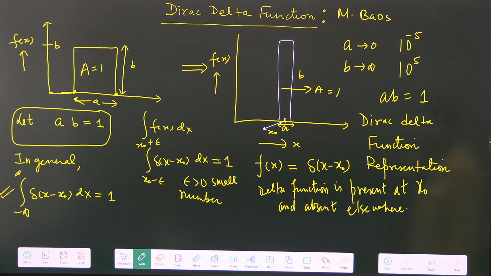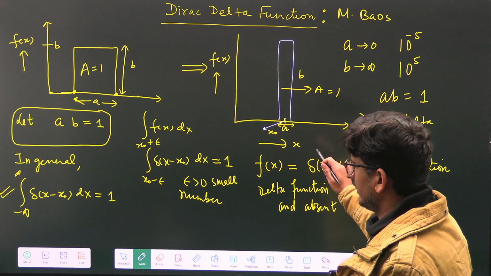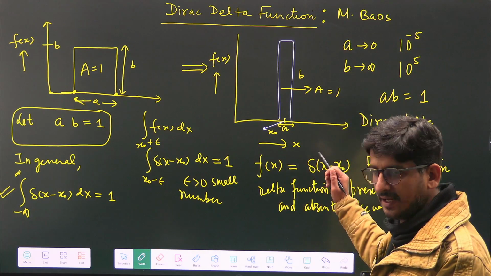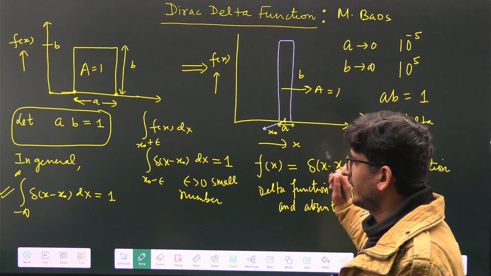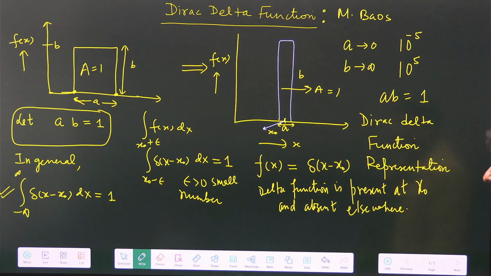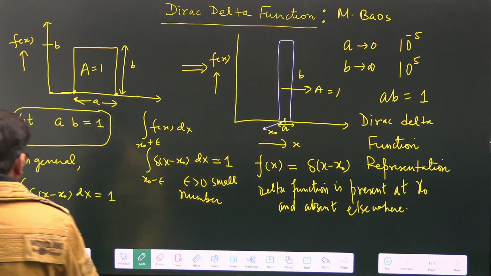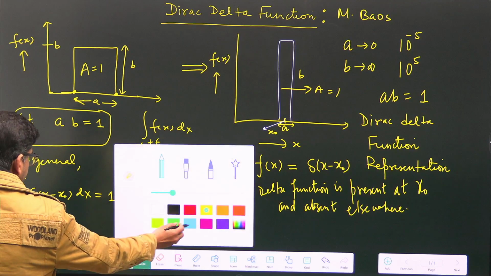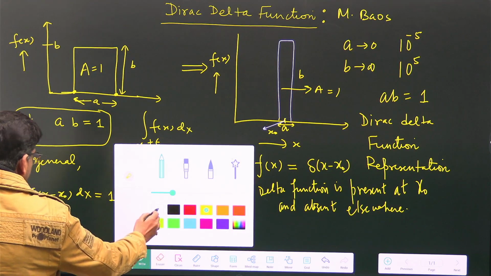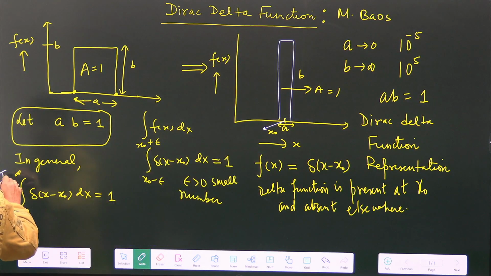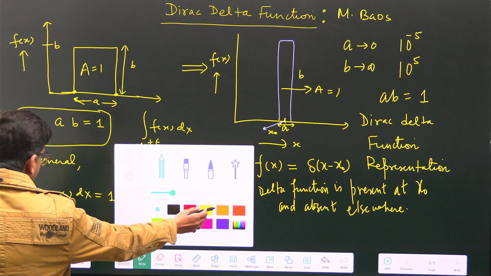So ये ध्यान रखना कि the height is not 1. Height of the delta function is very large. Just the area under the curve is 1. ठीक है? So this is the first important property of the delta function. So ये सारा note करते जाना. This is the first property which is very important of the delta function.